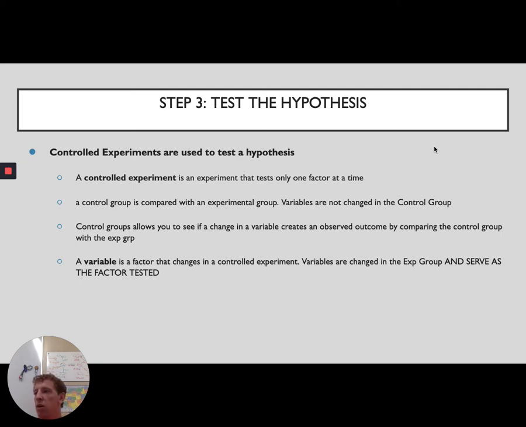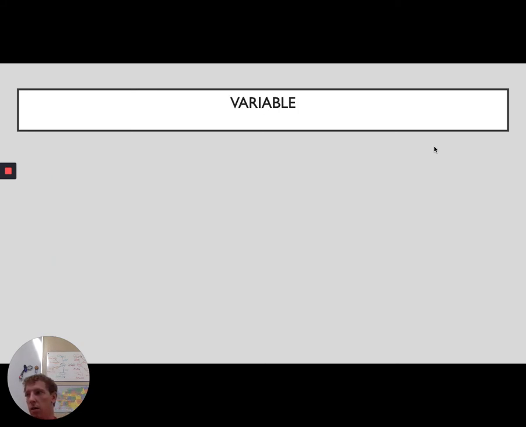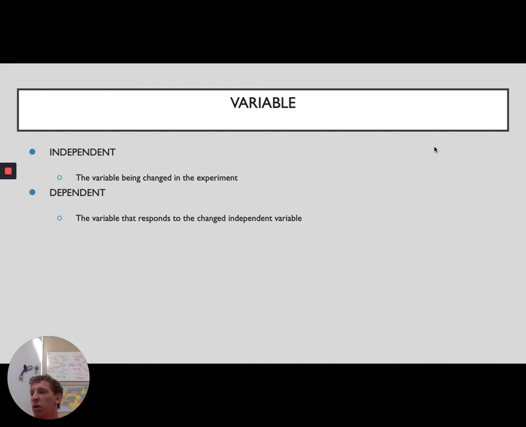A variable is a factor that changes in a controlled experiment. Variables are changed in the experimental group and serve as the factor tested. So, variables, what are they? There's the independent variable, and this is the variable being changed in the experiment. So going back to your bubble lab, that's the amount of sugar or the amount of salt that you put in. The dependent variable is the variable that responds to the changed independent variable.